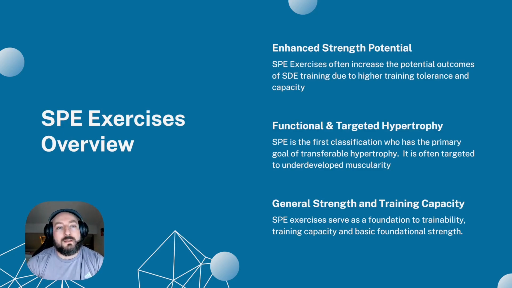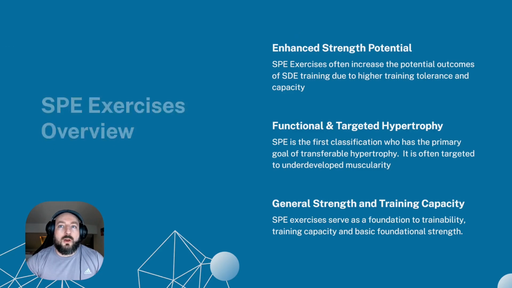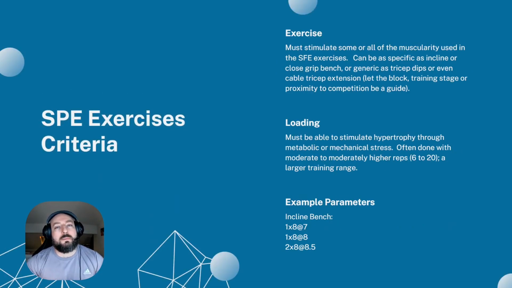So the key principles behind the SPE, the criteria are: it must train some or all of the muscularity used in the competition lift. And I don't mean like justifying training lats for bench, because that muscularity of lats is used, but they're not a prime mover. They're more of a stabilizer or an enabler. So the prime movers in the bench will be the pecs, the front delts, the triceps.